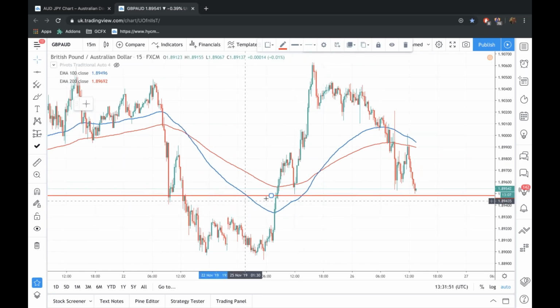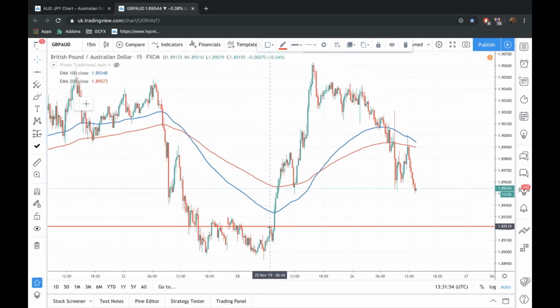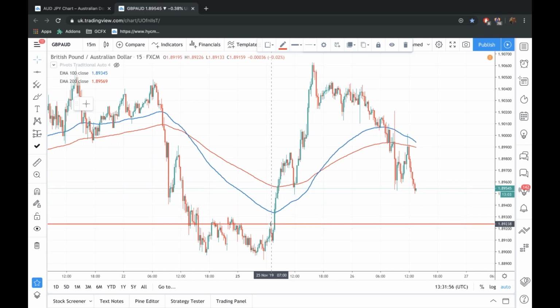You don't want to be waiting to see, is this level going to hold? Is it going to break? No, 1.8924. That's where I'm looking to take my profit. Just a drop down into this area and take my profit.